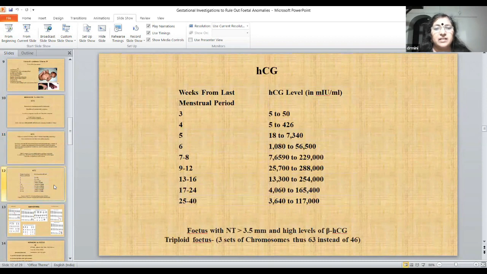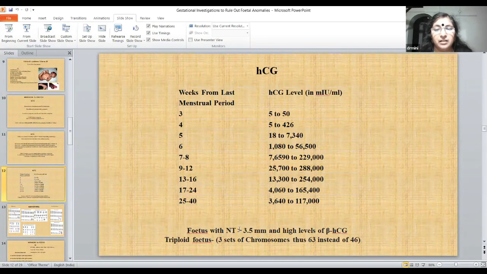This is the HCG levels by weeks from the last menstrual period, LMP. Third week, 5 to 50. Fourth week, 5 to 426. Fifth week, 18 to 7,340. Sixth week, 1,080 to 56,500. 7 to 8 weeks, up to 76,590, and likewise. In the full term it will be 3,640 to 117,000. That will be increased.